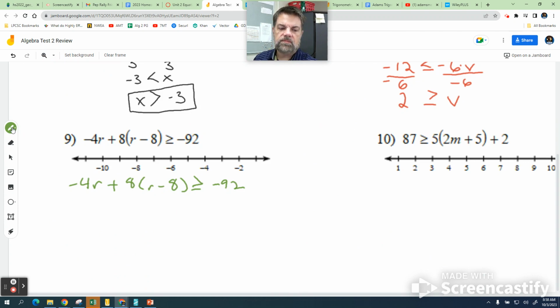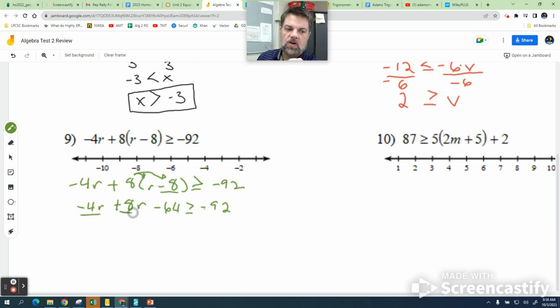All right. So now I've got to distribute the 8 through. So what's 8 times r? 8r. Positive 8r, right? What's positive 8 times negative 8? Negative 64. Very good. Is it greater than or equal to negative 92?